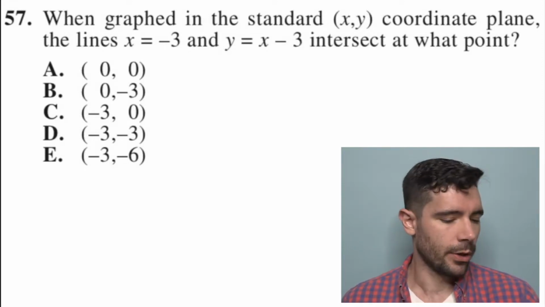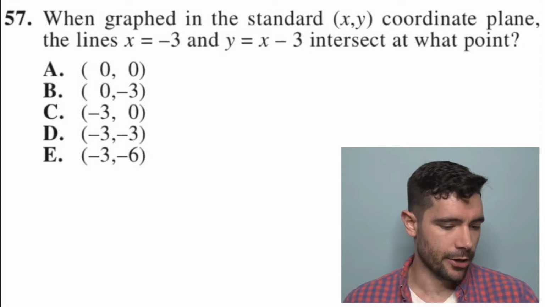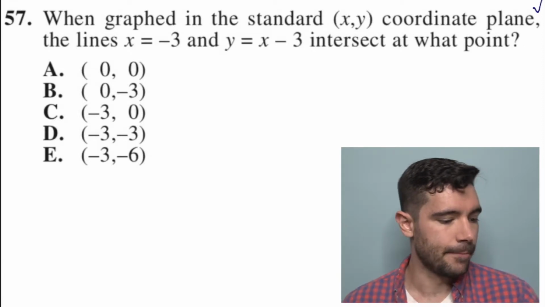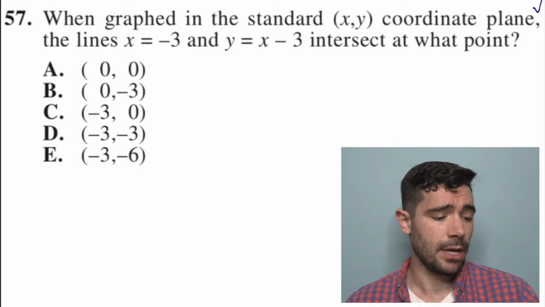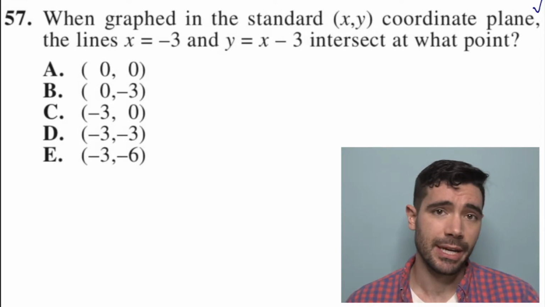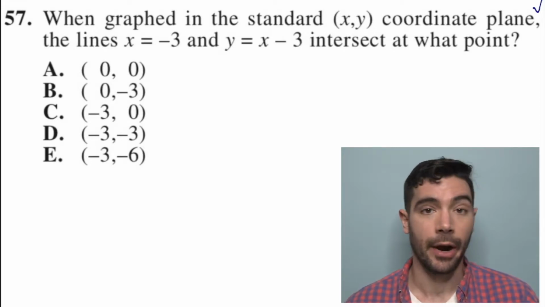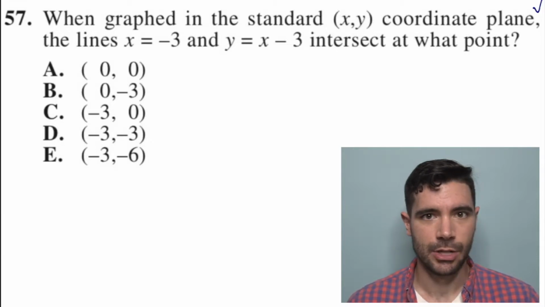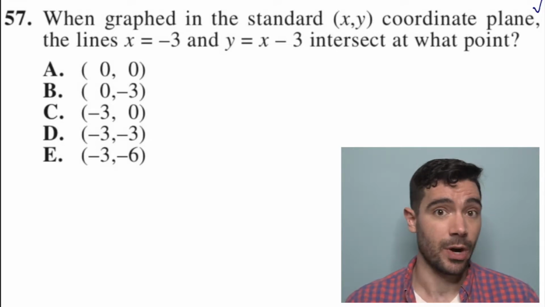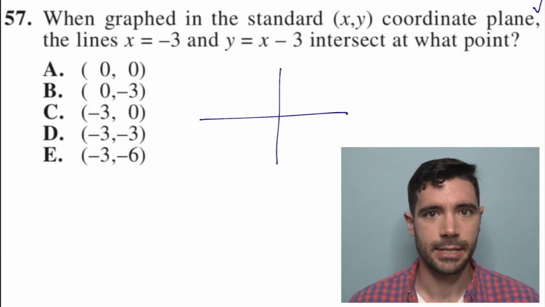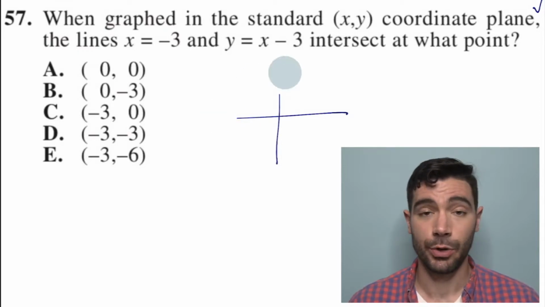It reads, when graphed in the standard XY coordinate plane, that is my favorite coordinate plane, the lines x equals -3 and y equals x minus 3 intersect at what point? All right, big mistake a lot of students make is right off the bat, they just draw their x and y axes and start to graph these two lines. That's very difficult. I wouldn't recommend it.